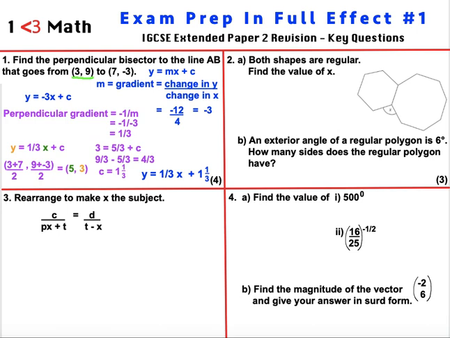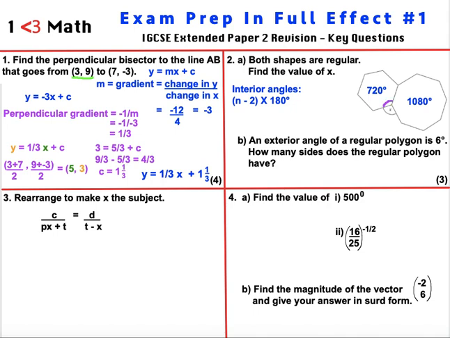So question 2a, we have both shapes are regular and we need to find the value of angle x. So we look at these shapes, we've got a hexagon and we've got an octagon. Now we're going to look at the interior angles. Interior angles of polygons can be calculated by using the formula number of sides take away 2, n minus 2, times by 180 degrees. So the angles in a hexagon always add up to 720 degrees. The angles in an octagon always add up to 1080 degrees.